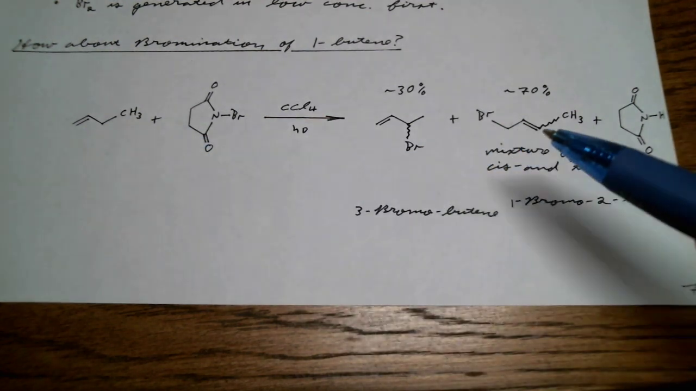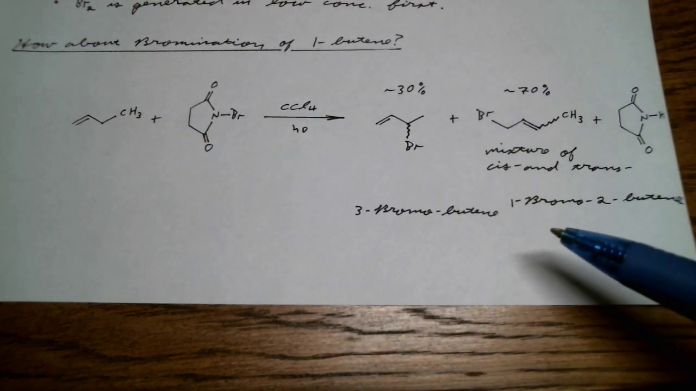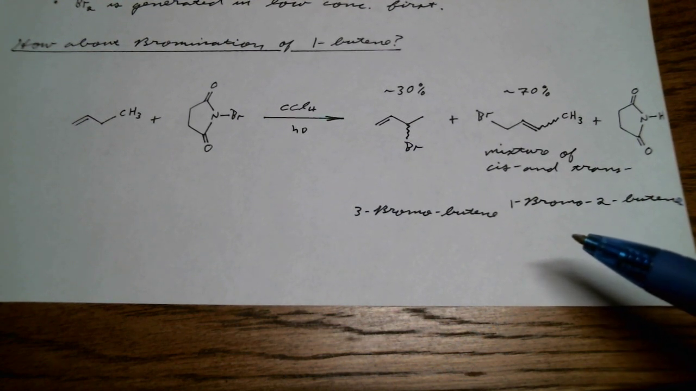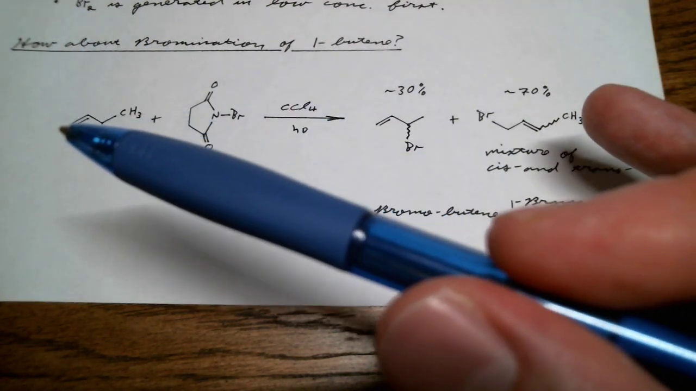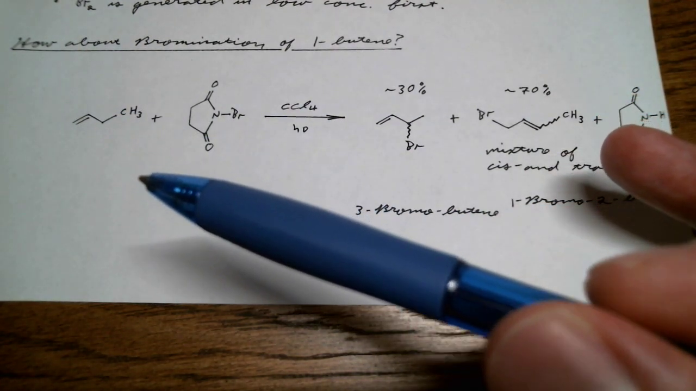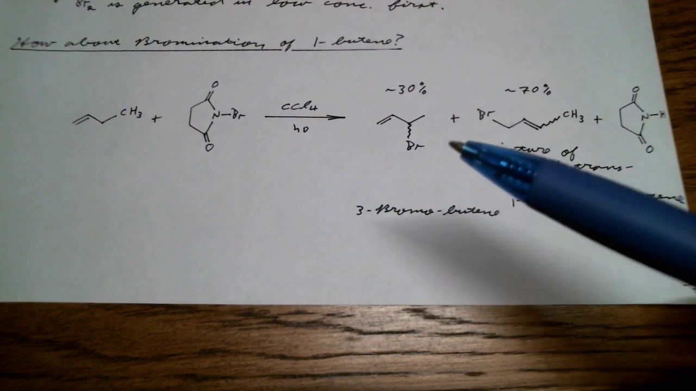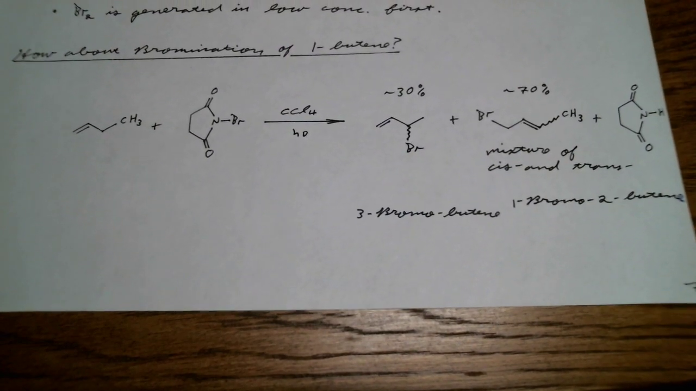So what is going on here? Why are we getting 70% of 1-bromo-2-butene? And this has to do with what part of the allylic radical system that we form preferentially reacts with the bromine. And we're going to launch into that discussion forthwith.